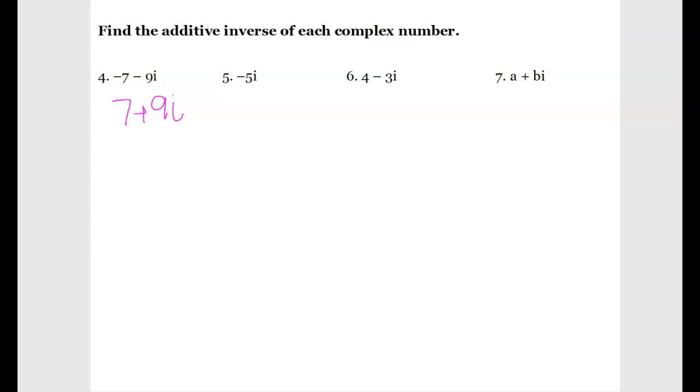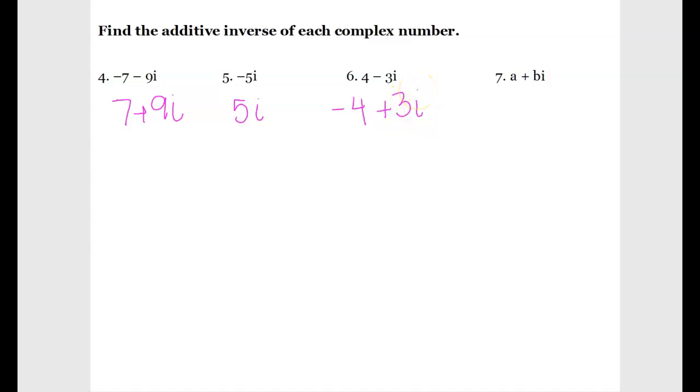You'll notice with my i's, I put a little curl on the end. That's so you don't confuse your i's with a number or anything else. So i's, when we write them, we put a little curl to them. Opposite of -5i is +5i. The opposite of 4 minus 3i is -4 plus 3i.